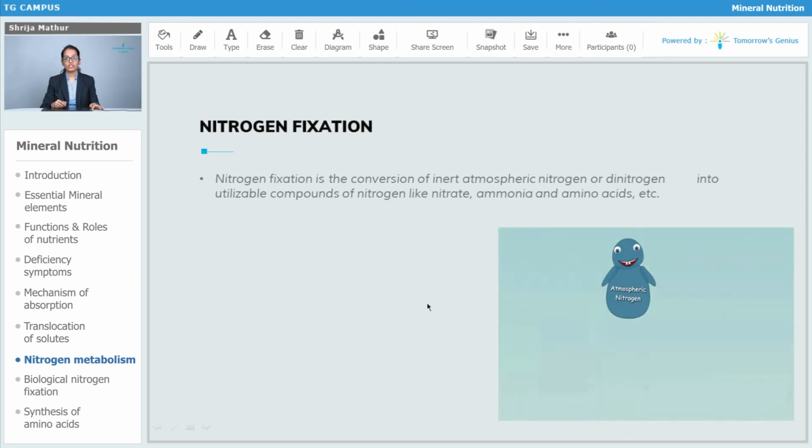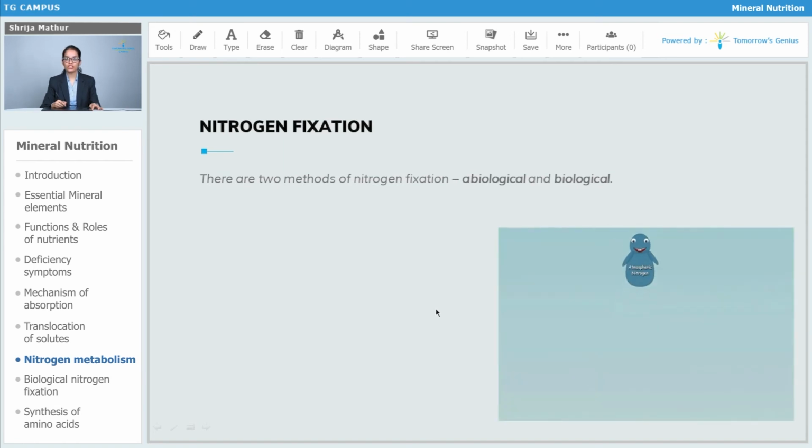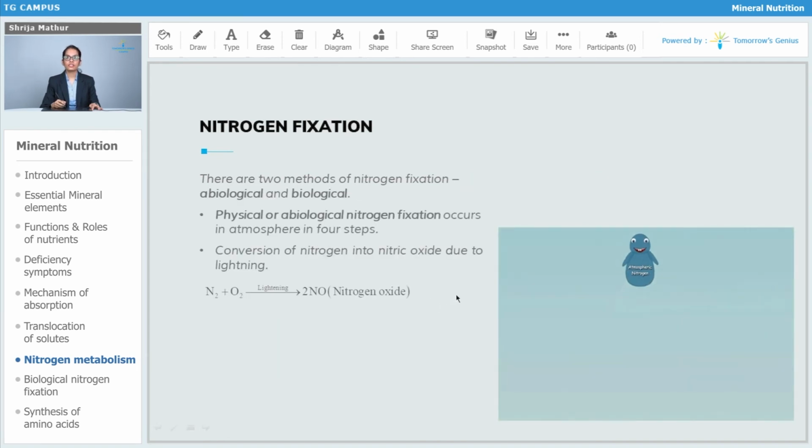Nitrogen fixation is the conversion of the inert atmospheric nitrogen, or dinitrogen, into usable compounds of nitrogen like nitrate, ammonia and amino acids. There are two methods of nitrogen fixation. First is abiological, second is biological. The first process, the abiological or physical nitrogen fixation, occurs in four steps.